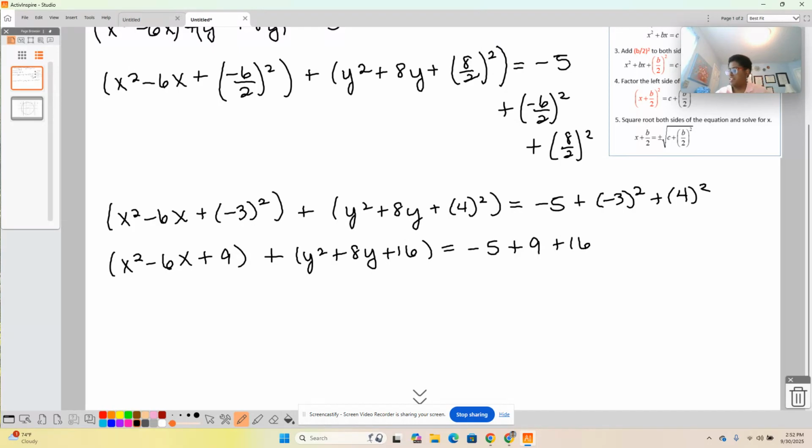So with x squared minus 6x plus 9, I've created a perfect square trinomial, which is going to factor as x minus 3 squared. And with y squared plus 8y plus 16, that is also a perfect square trinomial, which factors as the quantity y plus 4 squared. And on the right, negative 5 plus 9 is 4, plus 16 is 20.